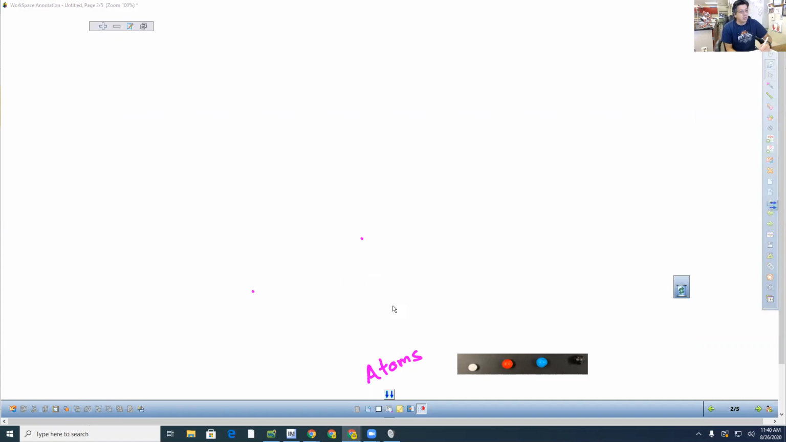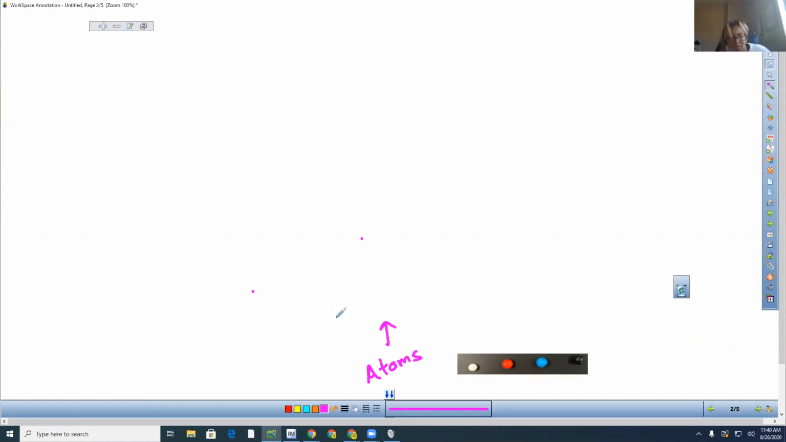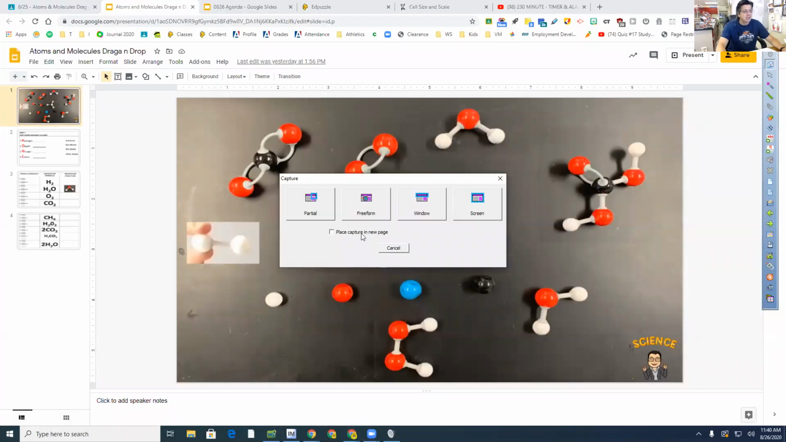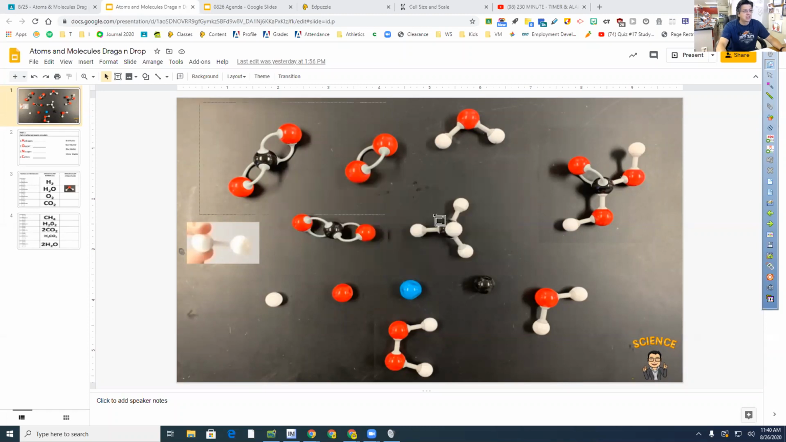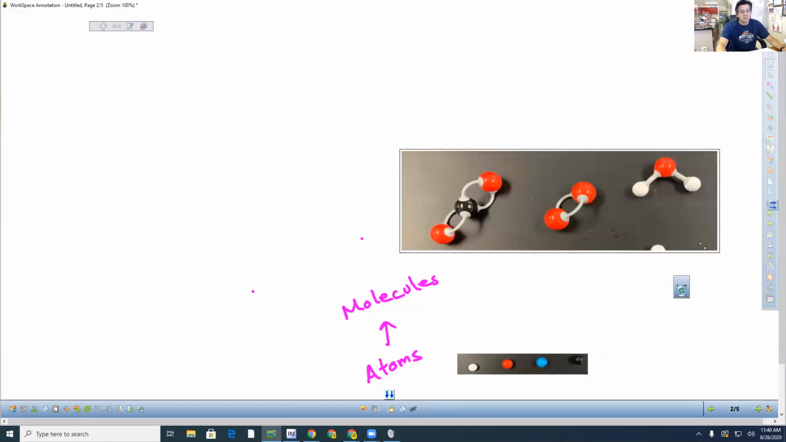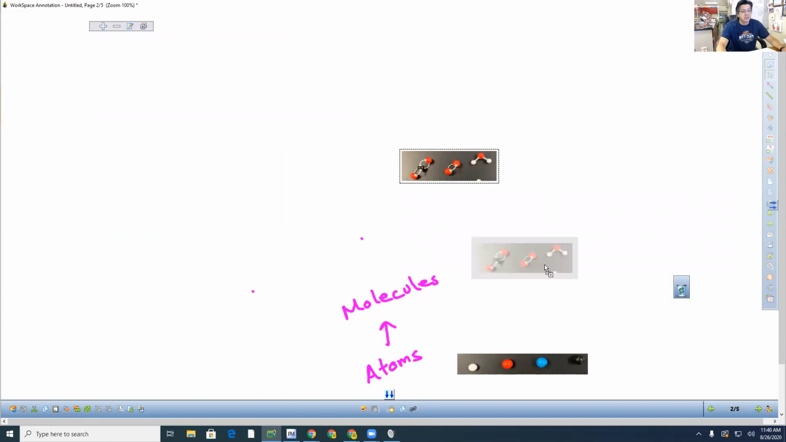All right, so now let's talk about Rihanna, what do atoms form? They form molecules. Very good, exactly. And some of the molecules that we've been talking about are here on our screen. CO2, O2, water molecules, H2O. So here are the molecules.